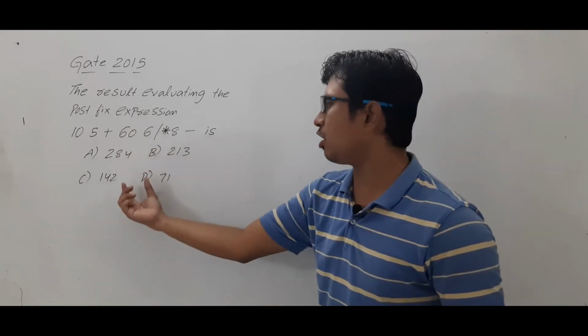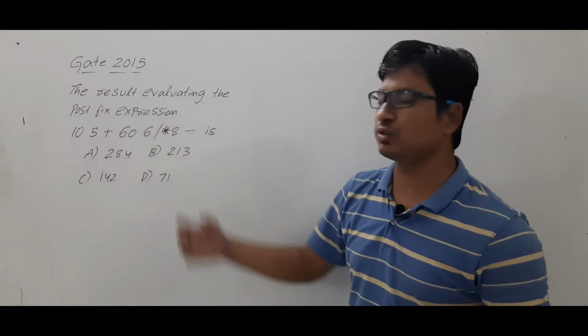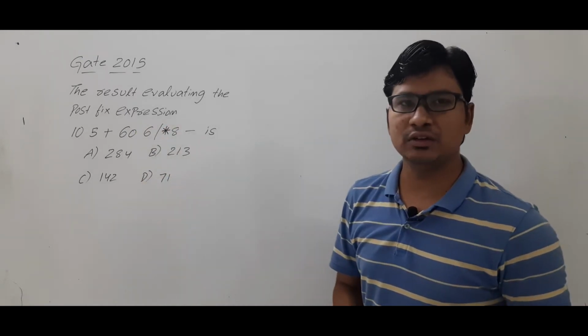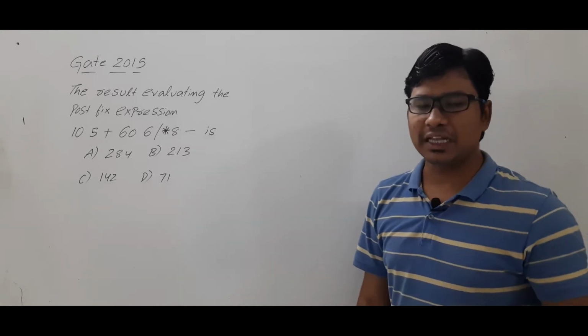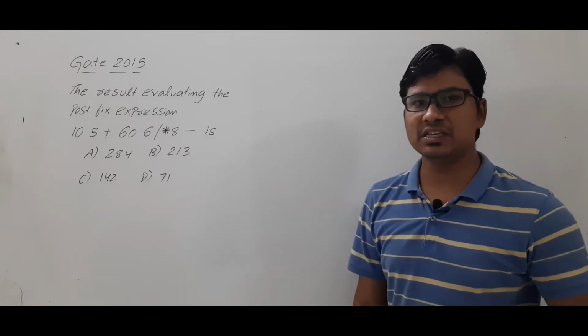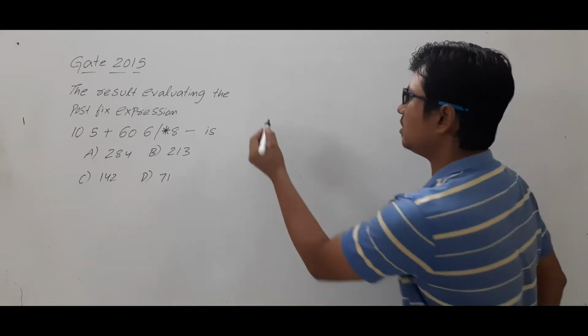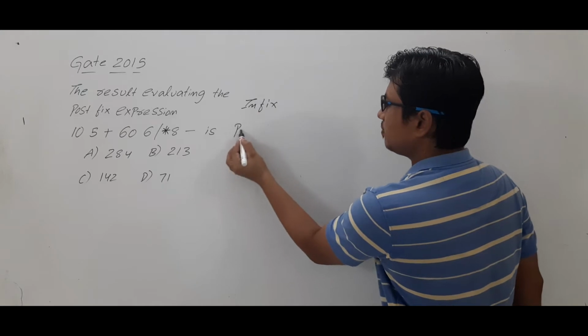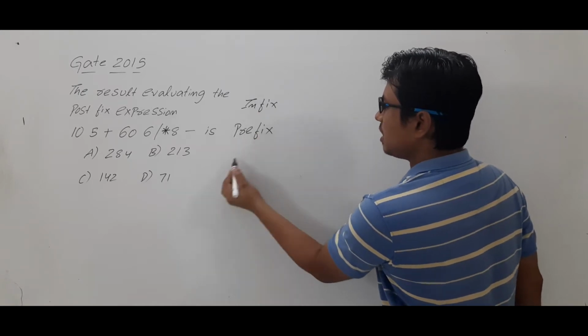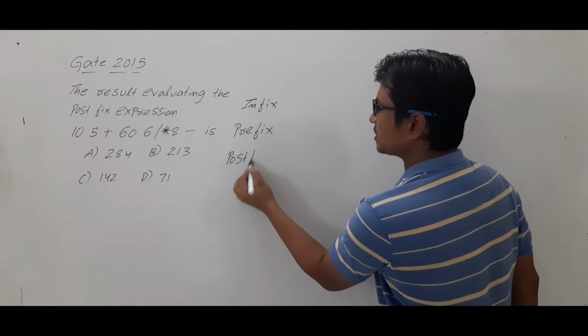They have given 4 options. We need to solve this postfix expression and then find the right answer. Now what is a postfix expression? A mathematical expression can be represented in 3 forms. One is the infix, then prefix notation, and then we have postfix.